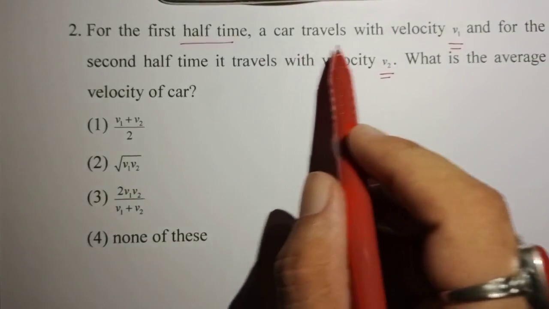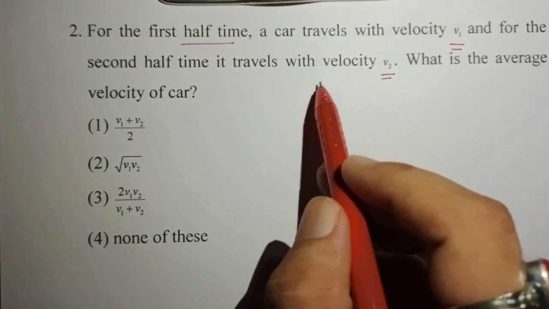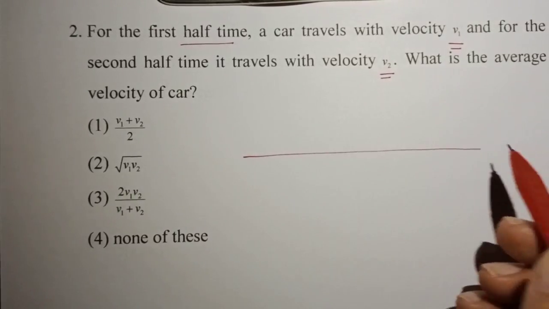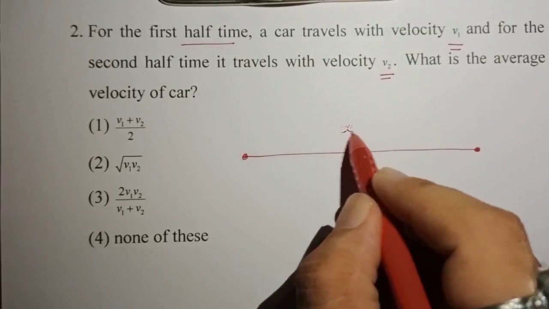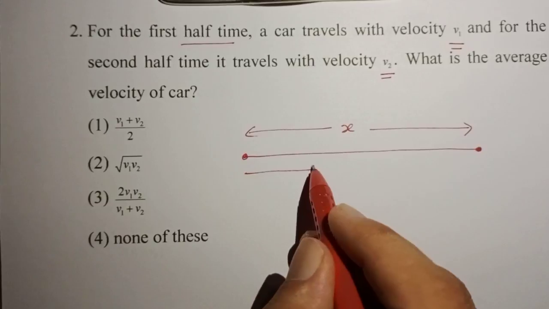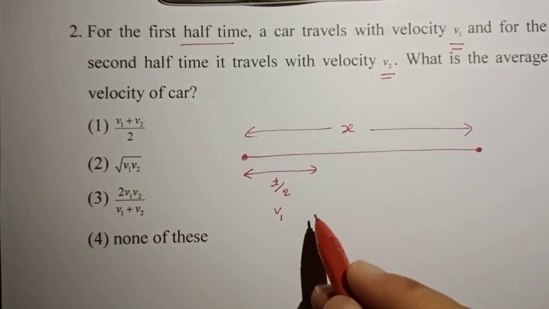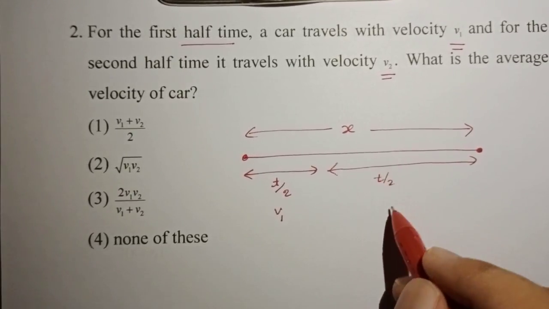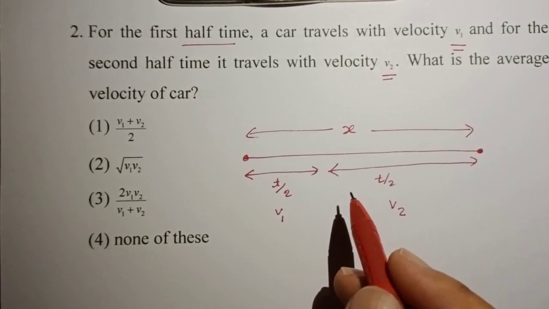For the first half time, the car travels with velocity v1, and for the second half time, it travels with velocity v2. We have to find the average velocity. Let us suppose that the car has traveled a distance x. For first half of the time, the car was moving with velocity v1. For the next half of the time, the car is moving with velocity v2. Only time is half, not the distance is half.